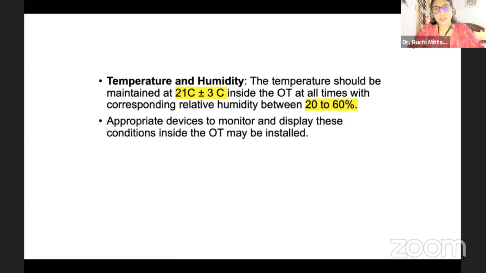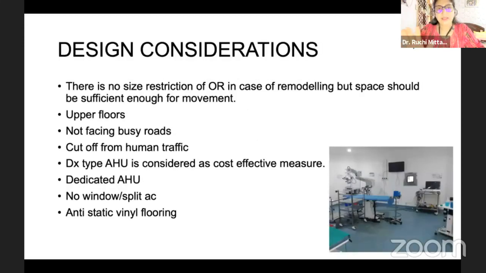Now, temperature and humidity again are very important. The temperature should be maintained at 21 plus minus 3 degrees Celsius inside the OT at all times, and relative humidity between 20 to 60%. And remember, we should have appropriate devices to monitor and display these conditions inside the OT. Now, there is no size restriction of OR in case of remodeling, but there should be sufficient space for the movement of the staff.